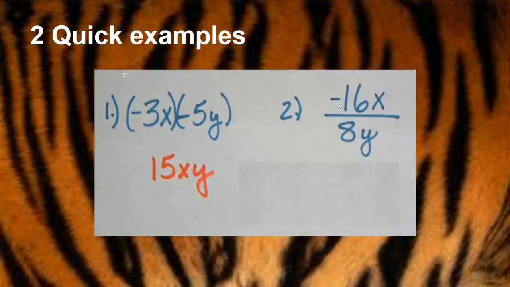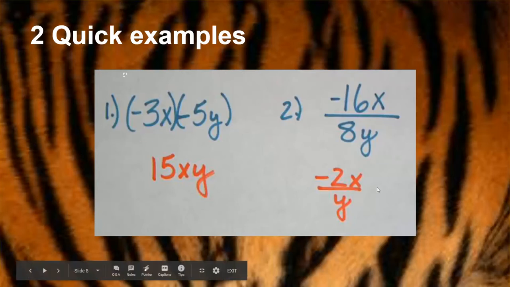Number 2, negative 16x divided by 8y. This one's a little bit different. The 16 and the 8 can cancel. 16 divided by 8 is 2. So the negative stays there. This is going to become a 2. Then there's going to be x divided by y. Negative 2x over y. I still divided the numbers. 16 divided by 8 is 2. There's still one negative sign. The answer is negative. And then x over y is still there.